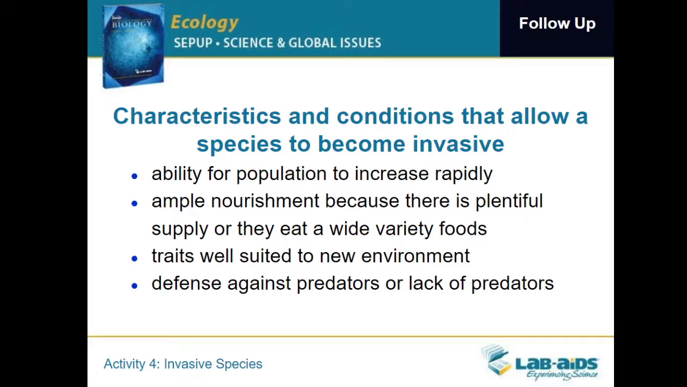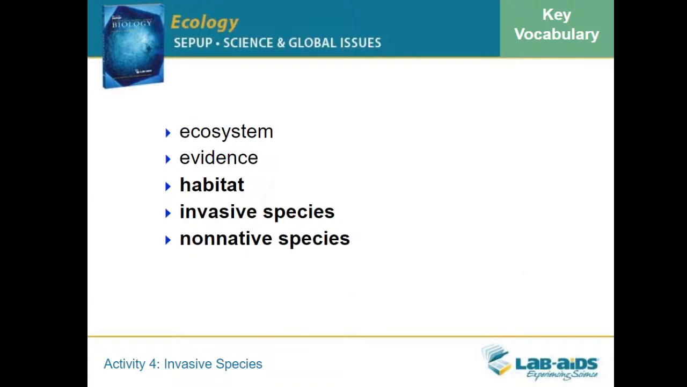So if we ask, what do we find in common between these invasive species? What is it that's allowing them to cause harm and invade into these environments? We see things like the ability for the population to increase rapidly, ample nourishment because there's a plentiful food supply or they can eat a wide variety of foods. Their traits are well suited to the new environment, allowing them to thrive. And they have either defense against predators or just generally a lack of predators to keep their population under control.